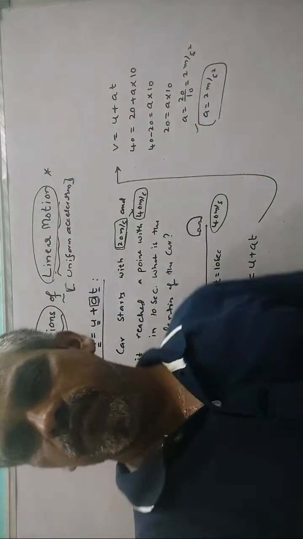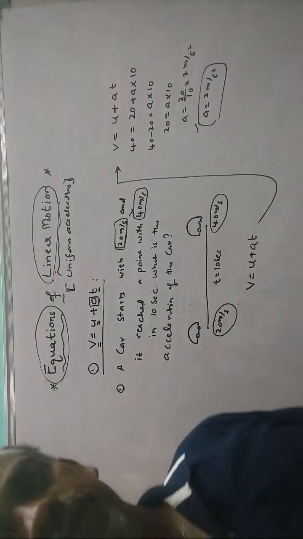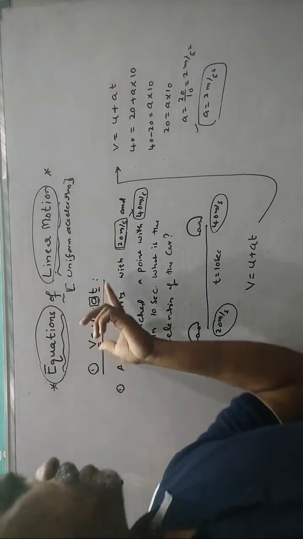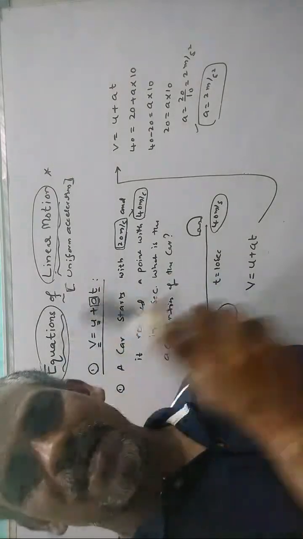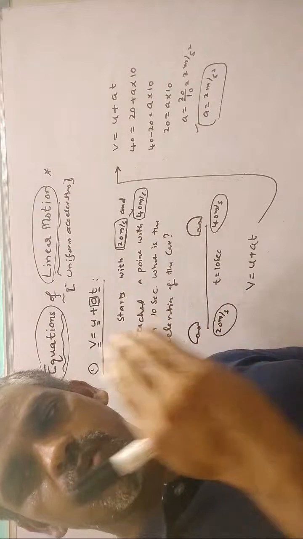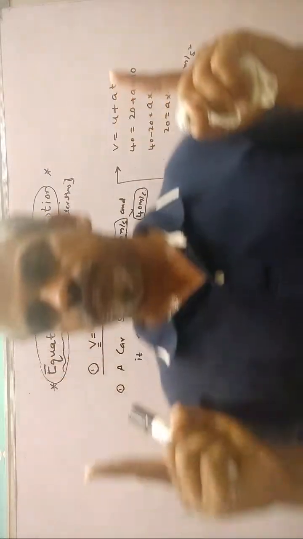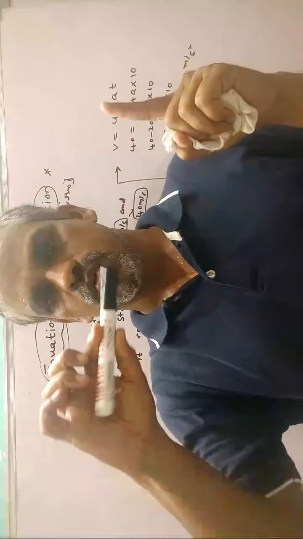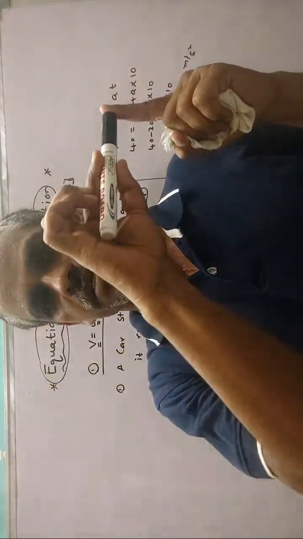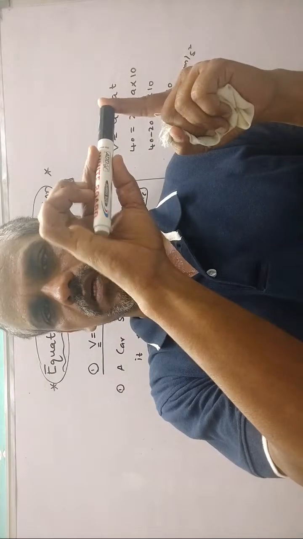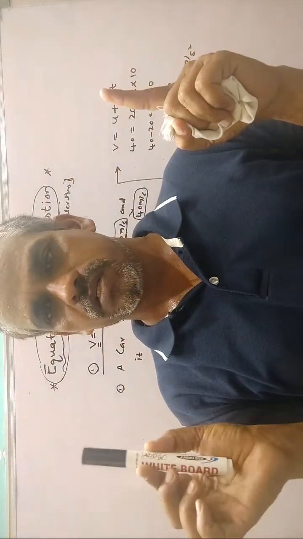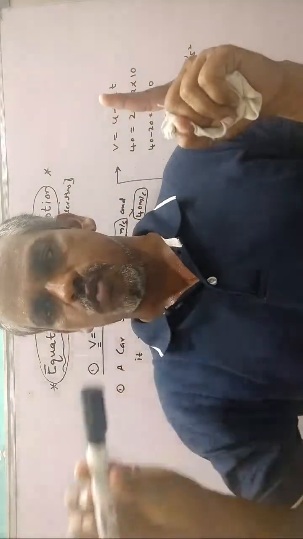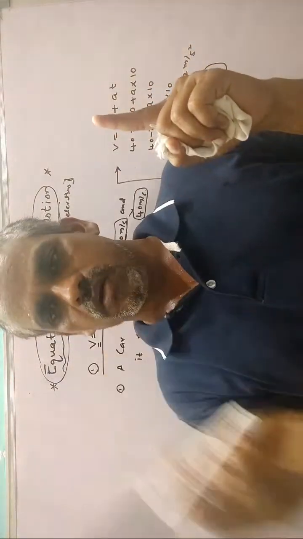See, simply we did this one. My question is, I gave one equation here, v equal to u plus at. Here, the car starts with initial velocity u, then it goes and finally reaches velocity v. Initially, it has velocity u. Finally, it reached velocity v. How much time does it take from here to here?